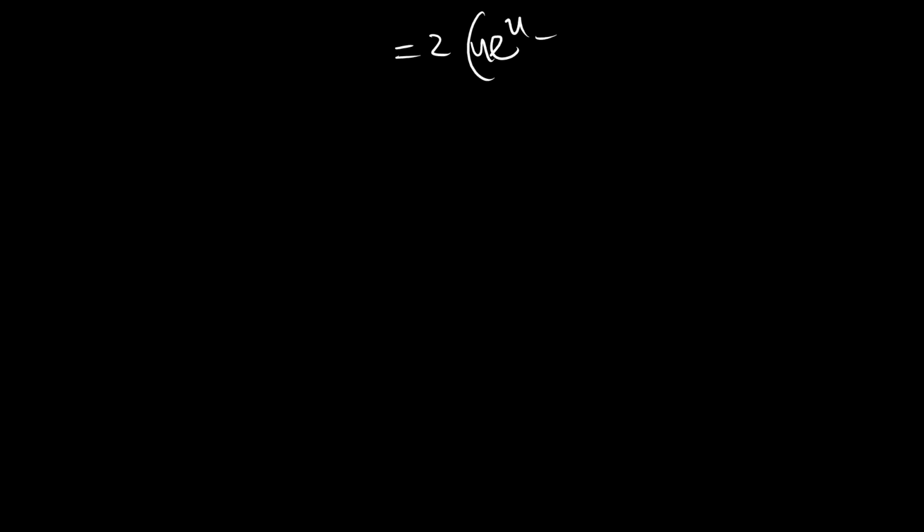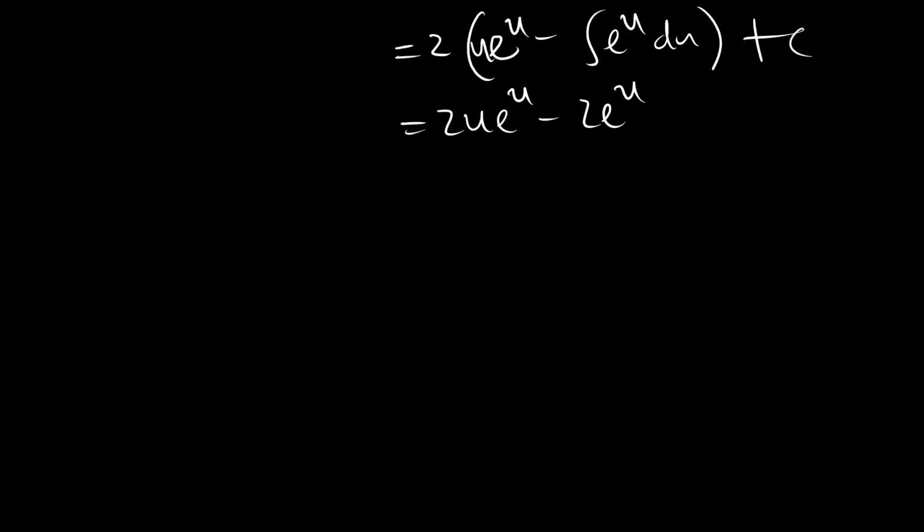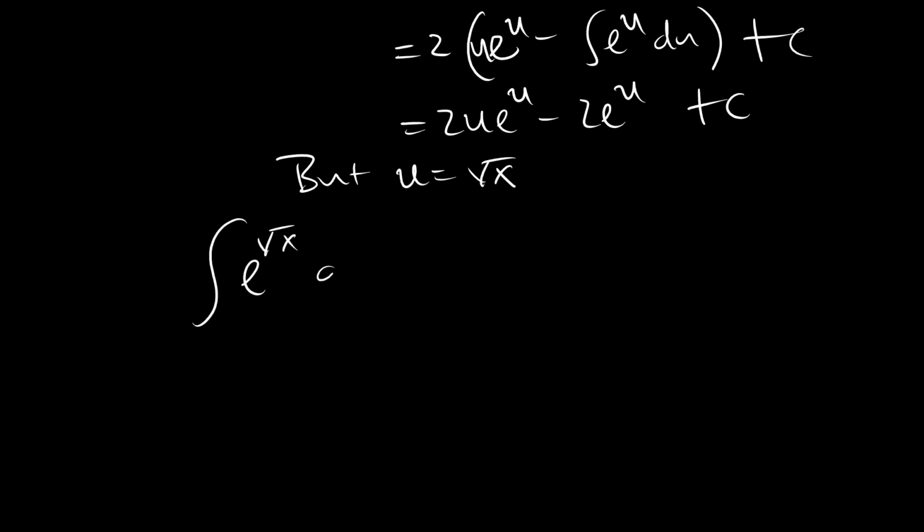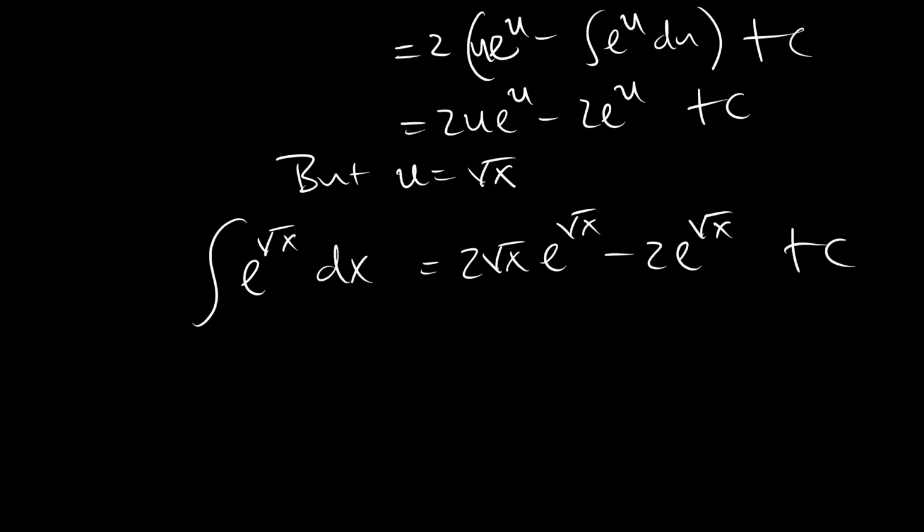So we do have now 2 times u e to the u minus e to the u plus c, which means that we have 2u e to the u minus 2 e to the u plus c, but we said u is equal to the square root of x. Therefore, the integral of e to the square root of x is equal to 2 square root of x e to the square root of x minus 2 e to the square root of x plus the integration constant. And that, ladies and gentlemen, is our answer.